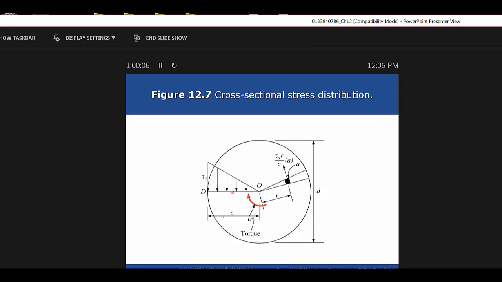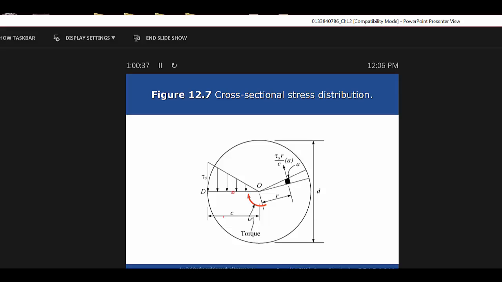Calculate the allowable torque that can be applied to a circular shaft. The allowable shear stress is 83 megapascals. For part A, assume the shaft is solid and has a 150 millimeter diameter. Now we're starting to find out some information. For B, assume the shaft is hollow and has an outside diameter of 150 and an inside diameter of 125.